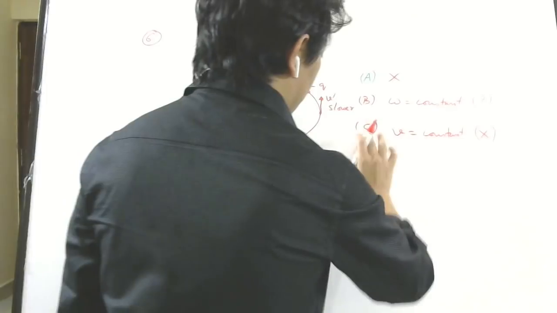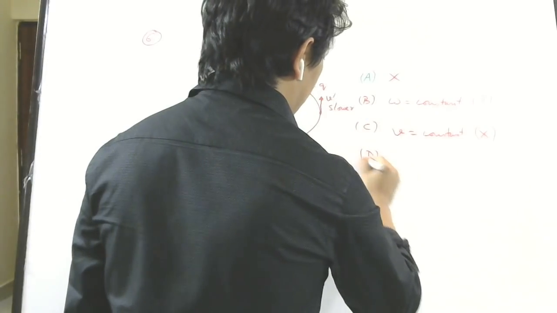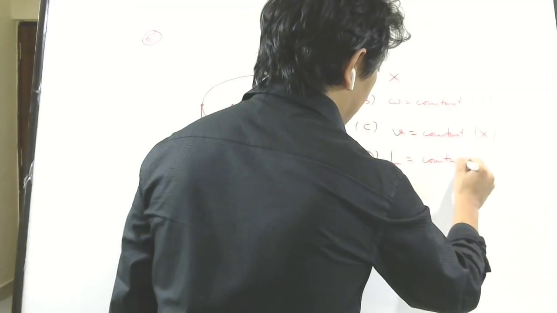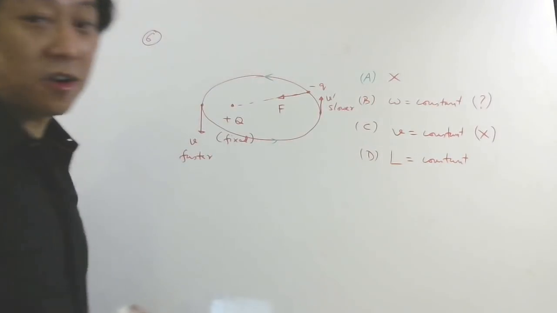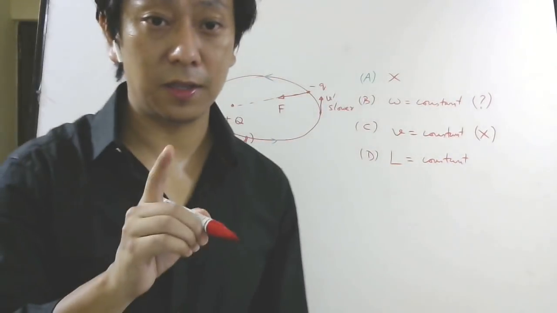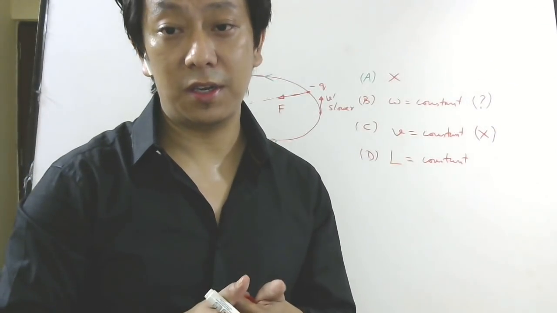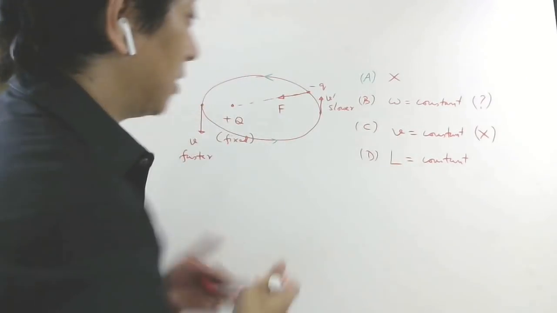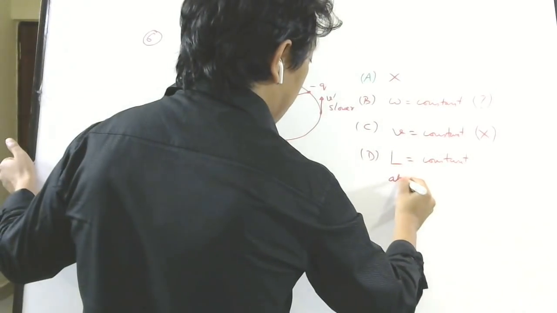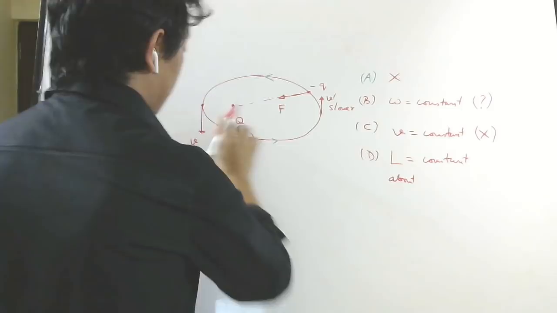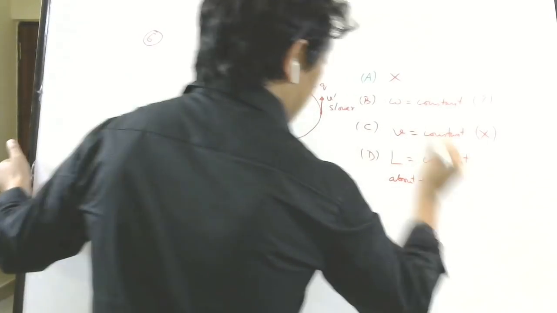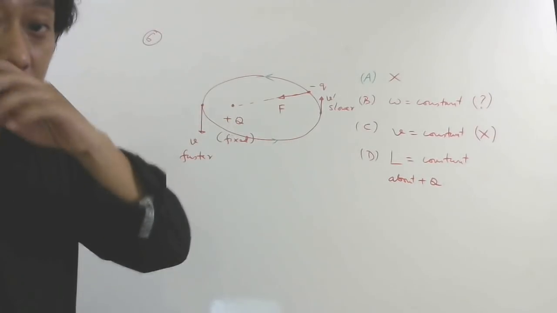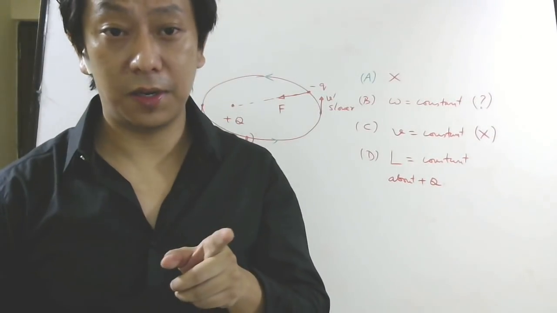So third option is wrong. Fourth option is saying angular momentum is conserved. Conserved in physics means constant. But you must be remembering that whenever you talk about angular momentum, torque, you need to talk about which point. So here they are saying angular momentum about plus Q is conserved. So to decide this, you have to check law of conservation of angular momentum.